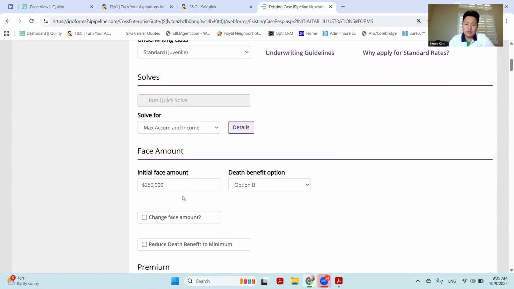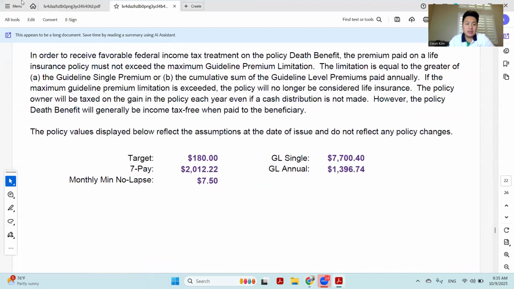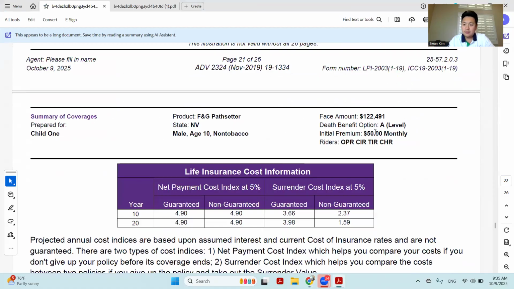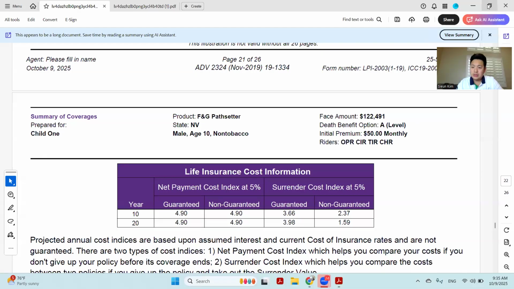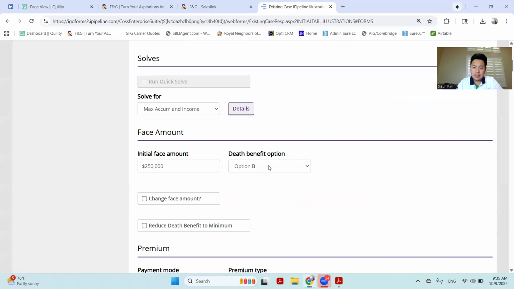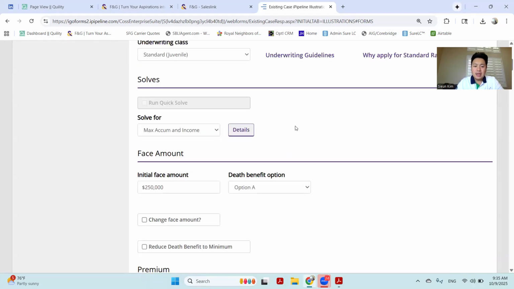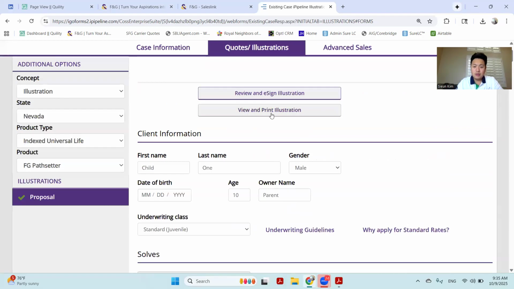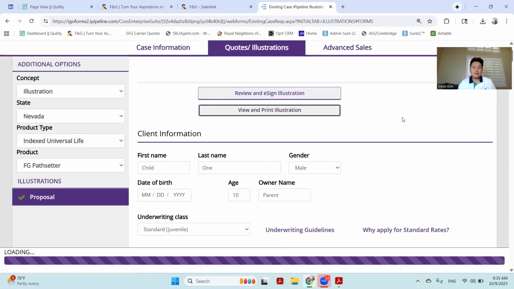And if you remember, for $50 a month, what was the death benefit on the other policy? It was around for the level. $50 got them about $122,000, right? So what we can do is make this death benefit option A and put about $250,000, because that's double the $125,000 death benefit for $50 a month. And we're gonna go ahead and click view and print illustration to take a look at it.